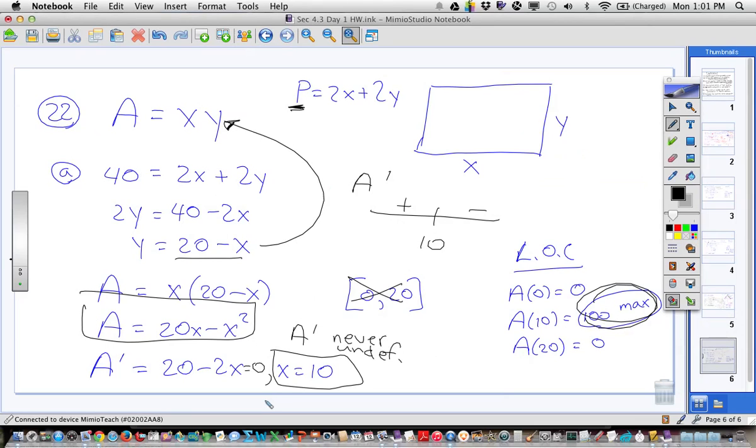What was the answer to that? Anybody get that far yet? 8 root 3 over 9, is what they said if you're using the calculator. The area was 8 root 3 over 9. It happened at root 3 over 3. I think the x value was root 3 over 3.